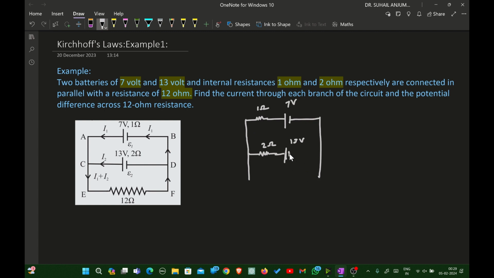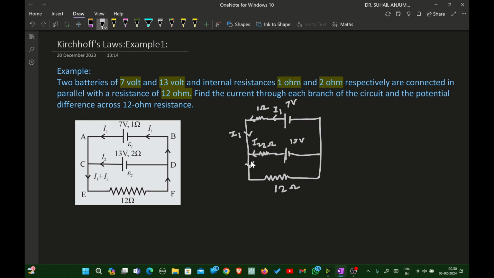And both of these batteries are connected in parallel with a resistance of 12 ohm. So here we have the resistance of 12 ohm. Now the current from here is considered as I1. This is again I1 only. And the current from this one is considered as I2.